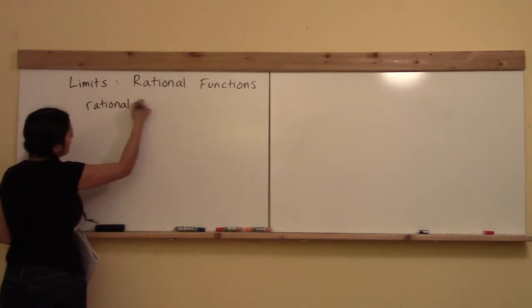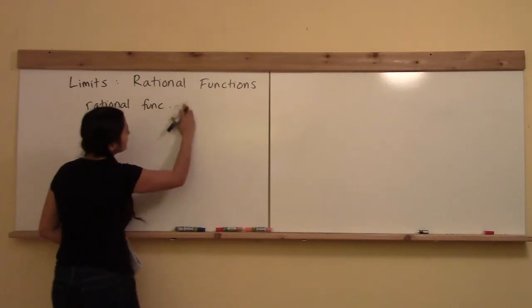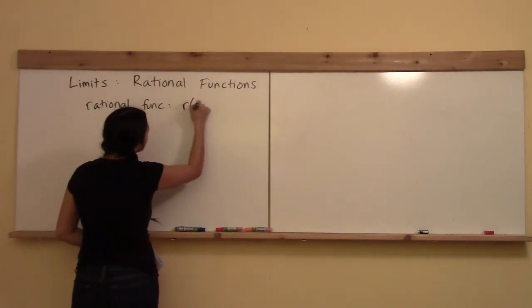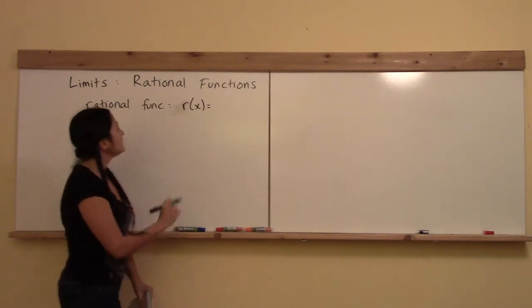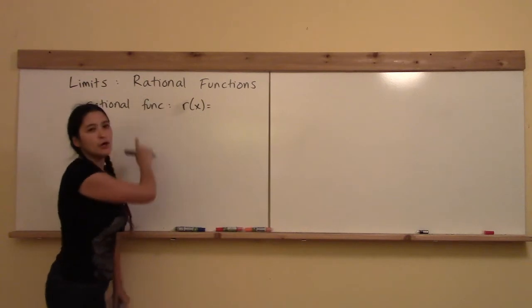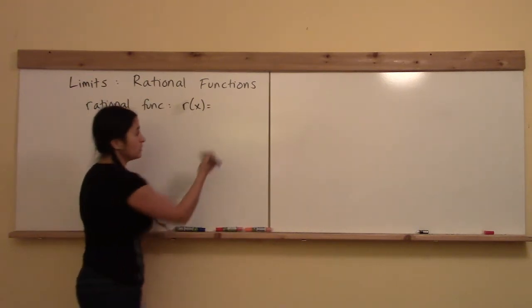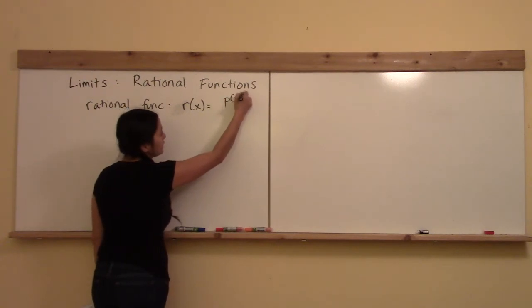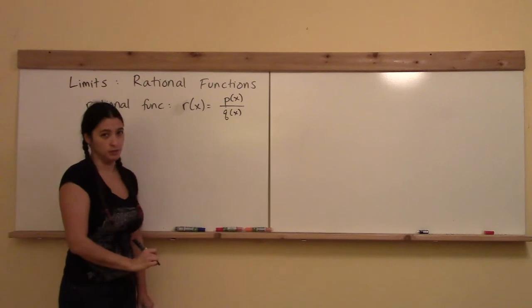Let's call our arbitrary rational function maybe r of x. What defines a rational function? The key word here is in the first word, rational, ratio. You remember ratio? That means a fraction. So what it is, it's the ratio of two functions, and both of those functions are going to be polynomials.